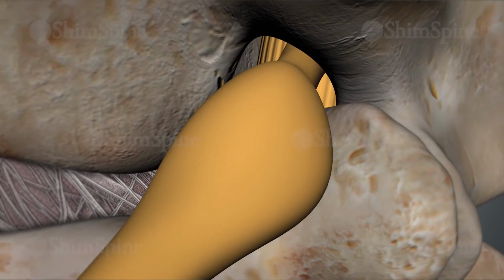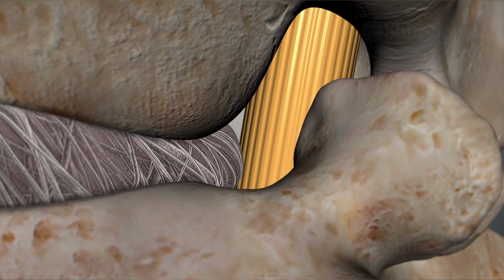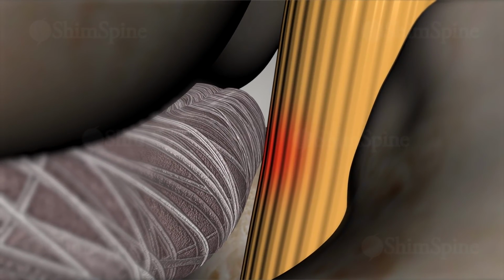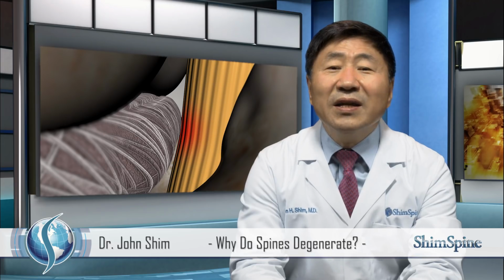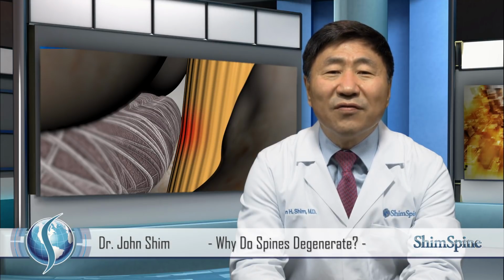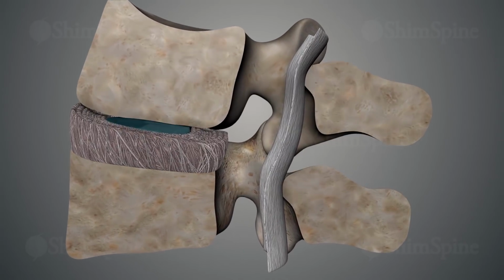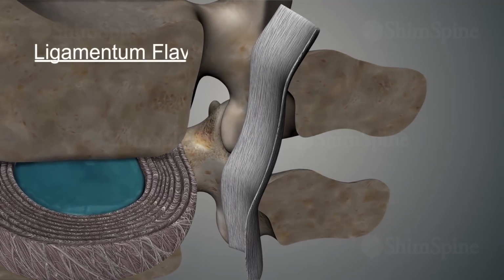As the discs lose their water content, the disc bulge also contributes to the narrowing of the central canal space of the thecal sac, or nerve tube, causing another area of pinching of the nerves. The narrowing of the space of the nerve is the spinal stenosis process. In addition to narrowing of the space caused by bulging of the disc and the hypertrophy of the facet joints, there's also enlargement of the ligaments between the vertebral bodies. The ligament that most enlarges is the ligamentum flavum.